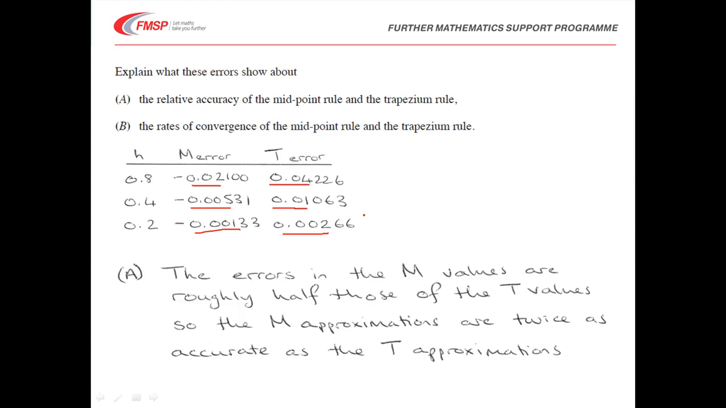Now there aren't many marks for this. The other thing that you could say is that they're always on different sides of the actual answer, so in this case the midpoint's too low and the trapezium's too high, so the midpoint's underestimating, the trapezium's overestimating. But it's actually asked in the question for the relative accuracy, so that would be another statement that you might say if there's a fair number of marks on it and you're trying to make sure you get everything. I've just kept it down to the size of the two approximations, and it's quite clear there that the midpoint is roughly half of the trapezium.